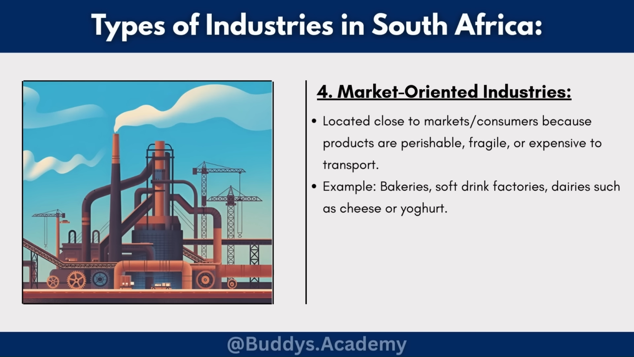Your fourth type of industry will be your market oriented industry. And that's going to be located close to markets or consumers because your products are perishable, fragile or expensive to transport. Remember, when we're talking about perishable items, we're talking about items that can spoil very quickly. So an example would be your bakeries, your soft drink factories, or your dairies such as cheese or yogurt.